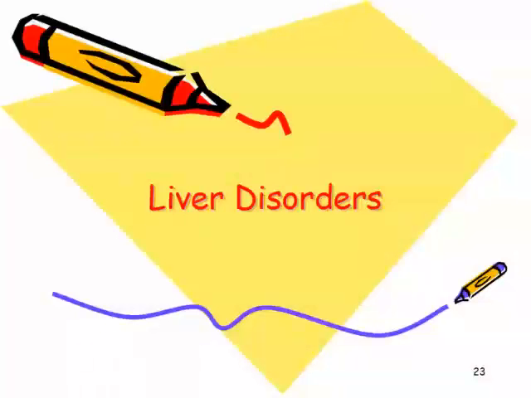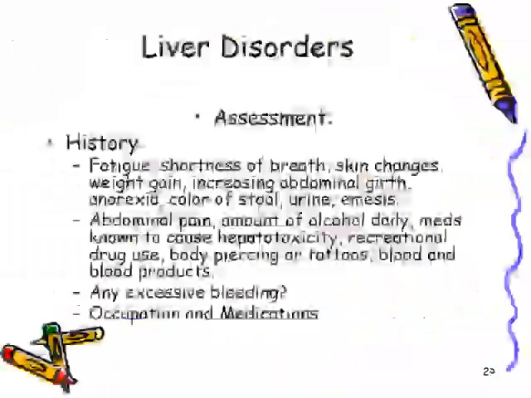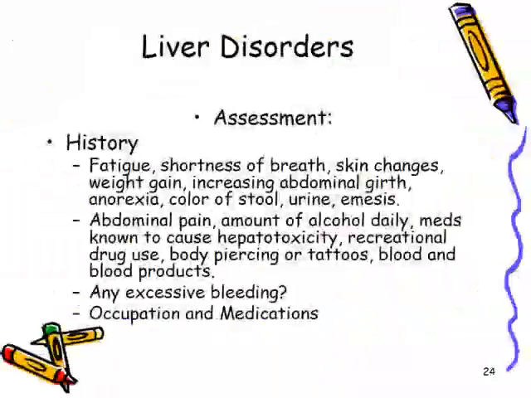Next, we're going to talk about liver disorders. So we're going to talk about hepatitis, cirrhosis, liver cancer, things like that. As far as assessment and history taken on the patient that comes in with a suspected liver disorder, many times you're going to find that these patients are coming in with a lot of fatigue, shortness of breath, skin changes with jaundice perhaps also being commonly noted.